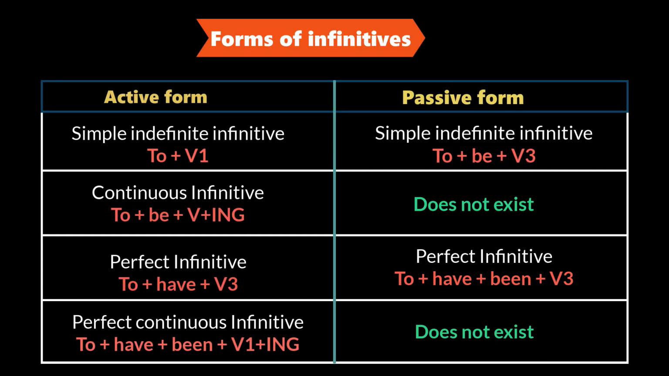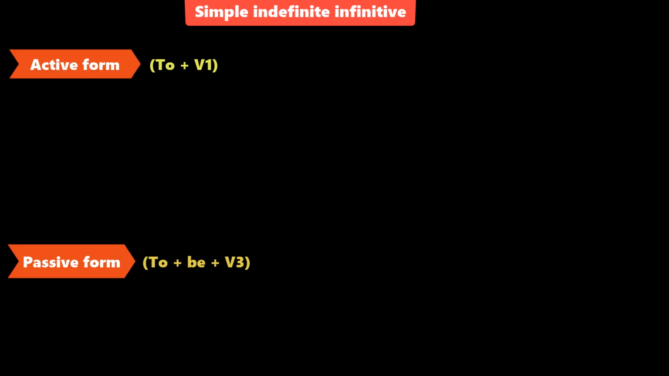Now, let's look at all these different forms of infinitives one by one. We're going to start with a simple infinitive or simple indefinite infinitive. Guys, simple present infinitive is the most used form of infinitives we have in English. Let's look at the active form first. I want to purchase a car.